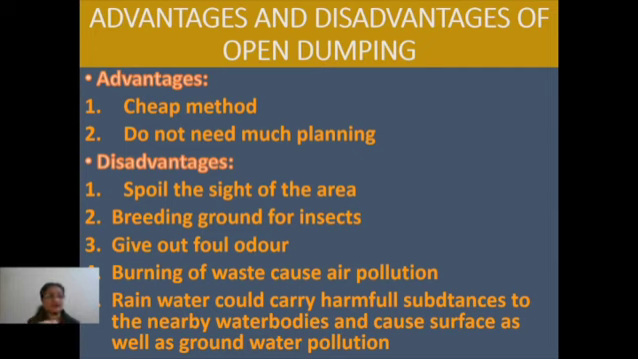So ultimately it is actually causing harm to the atmosphere by causing atmospheric pollution, right? Air pollution. Moreover, this is a big reason behind global warming also, right? Then the rainwater can carry harmful substances to the nearby water bodies. So this is again, as we just discussed, it can cause pollution of the groundwater as well as the surface water, in both ways.